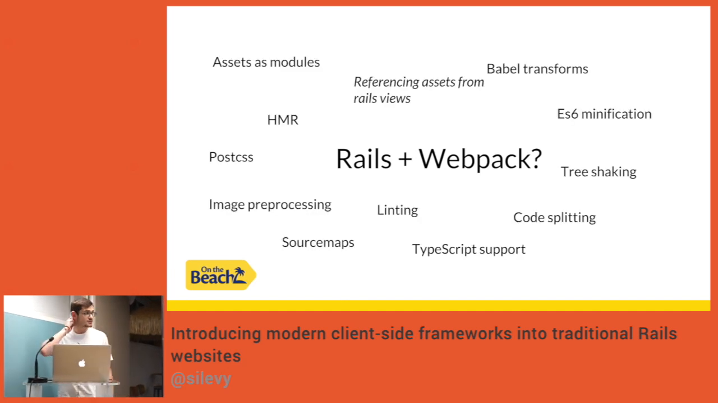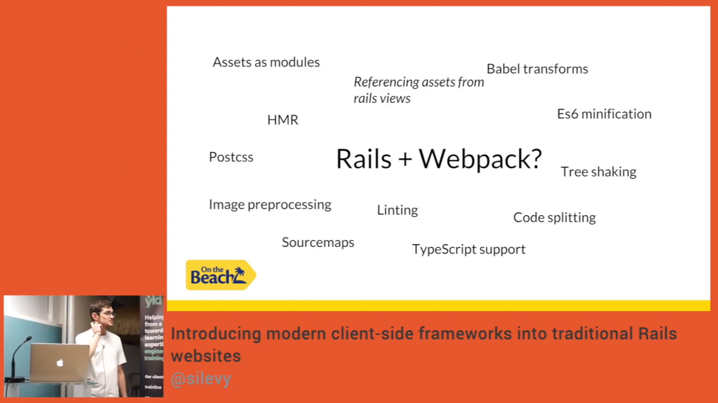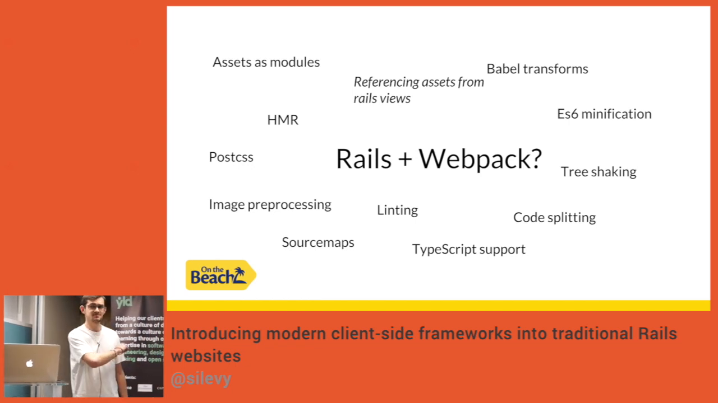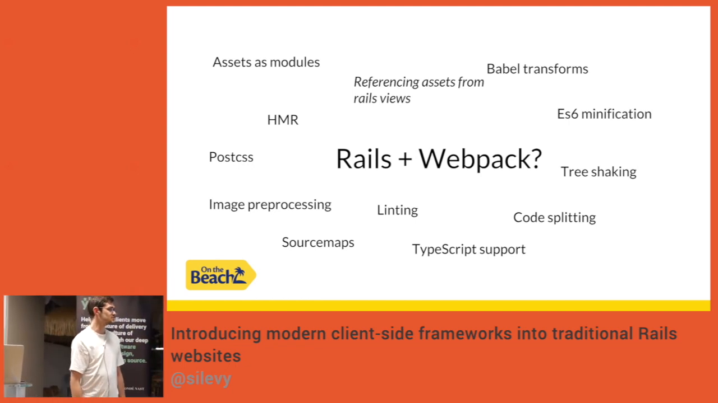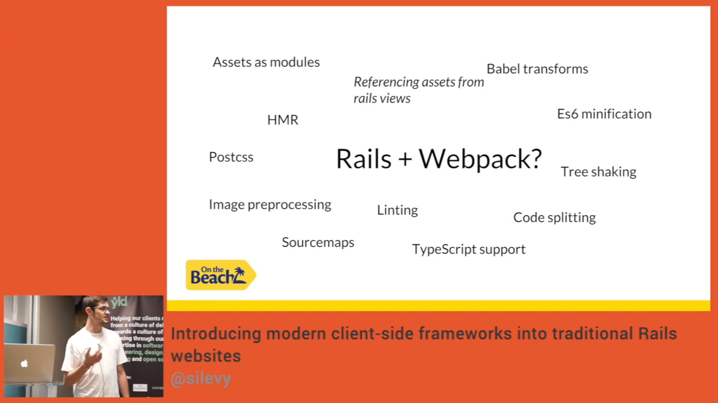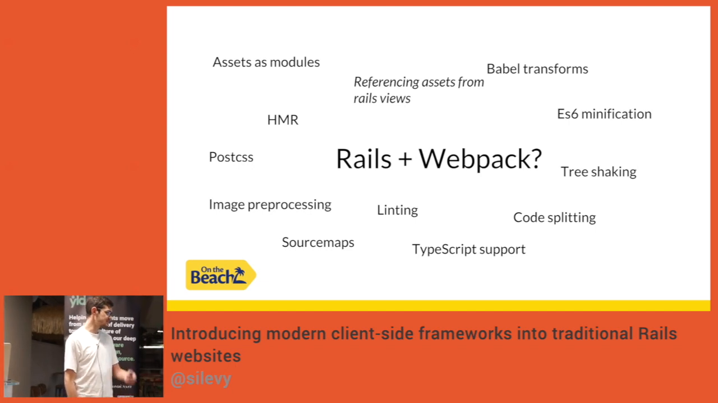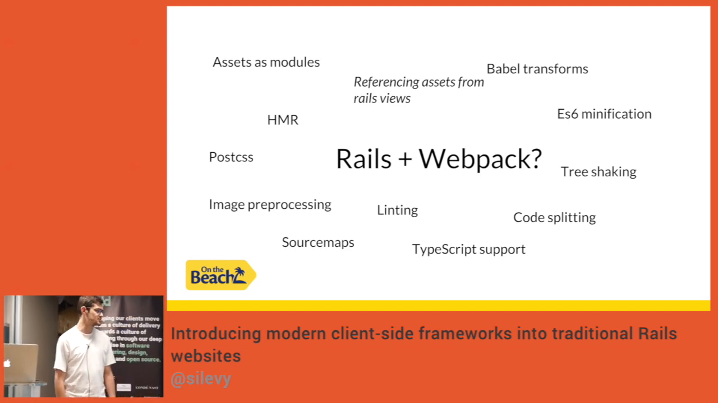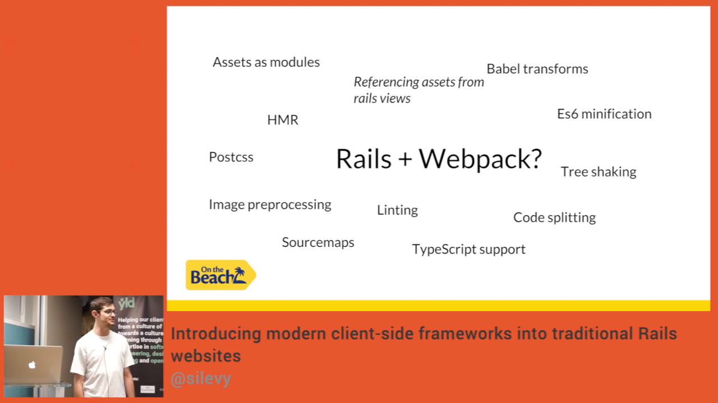So with Webpack, what are its big benefits? All these things the asset pipeline can't do out of the box. Babel transforms, ES6 minification, tree shaking, code splitting, TypeScript support. Linting is a big one that the asset pipeline doesn't do. Source maps is really useful for debugging. Hot module reloading, nice developer experience. But the important thing is we still want assets as modules.